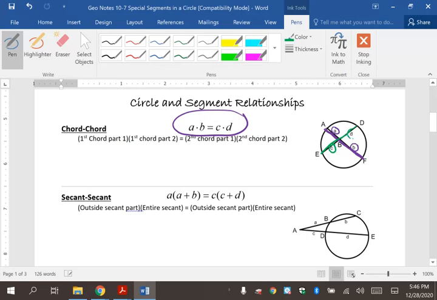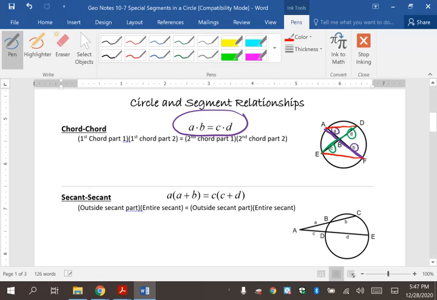Now, you can just memorize it, but I would highly encourage you not to just memorize. Let's actually figure out why this is true. The reason why this is true is because of similar triangles. Let me quickly show you the reason for this formula. If I draw in 2 segments, the chords, so that I have created 2 triangles, I'm going to show you quickly that the 2 triangles are similar by angle-angle, or angle-angle-angle similarity.